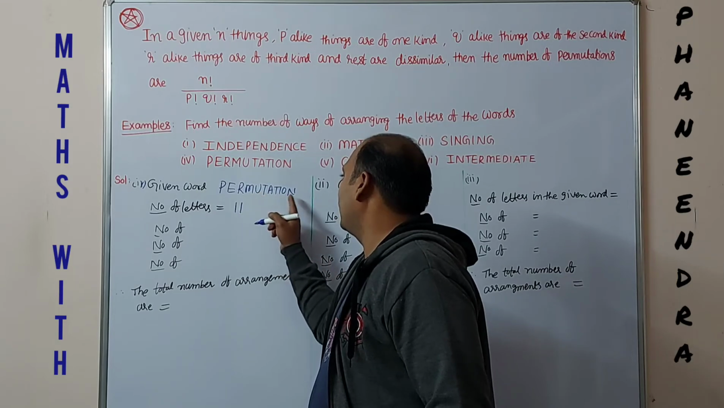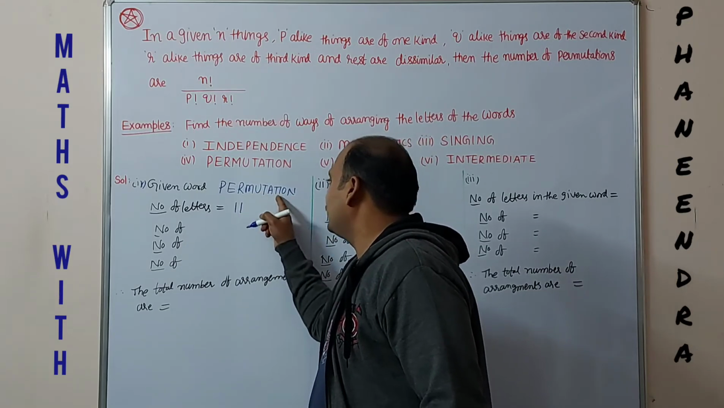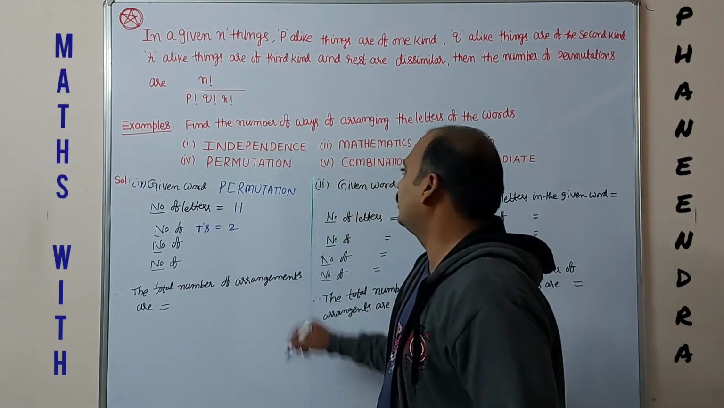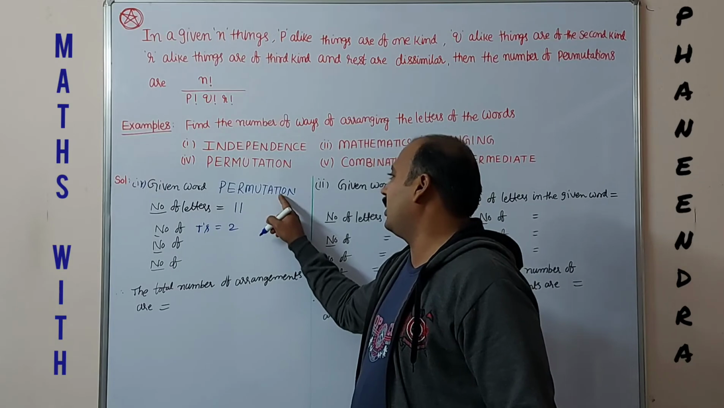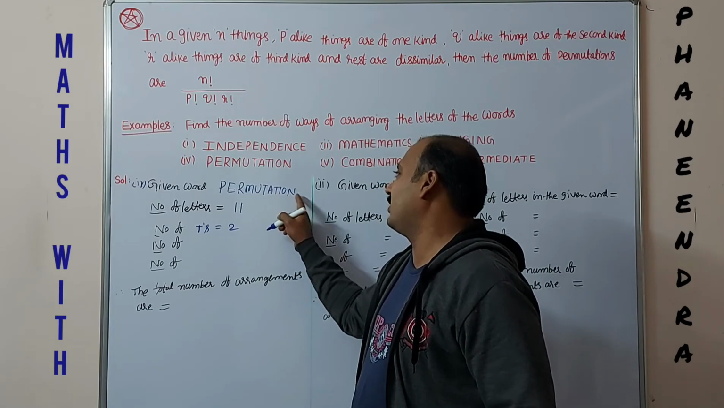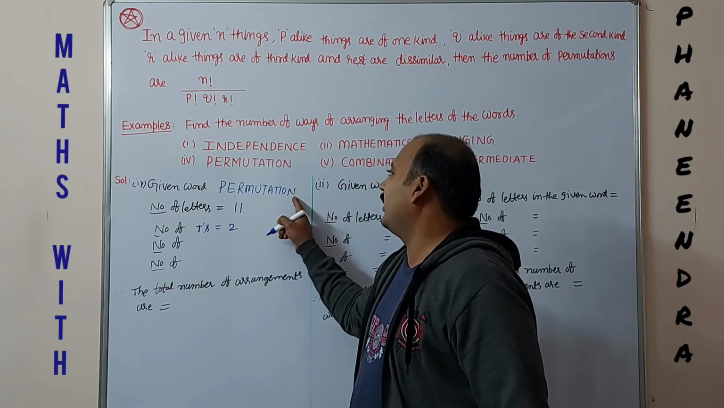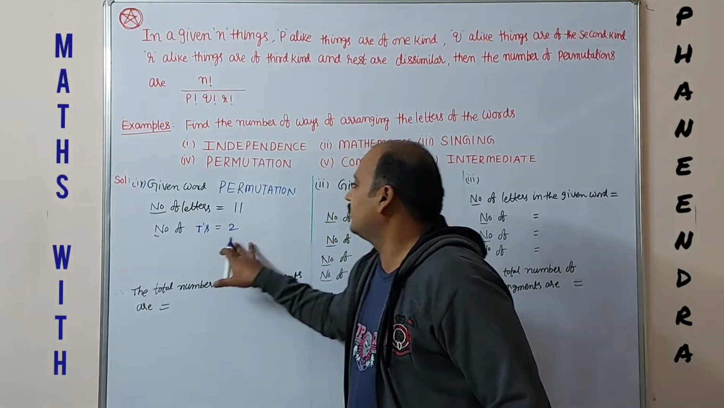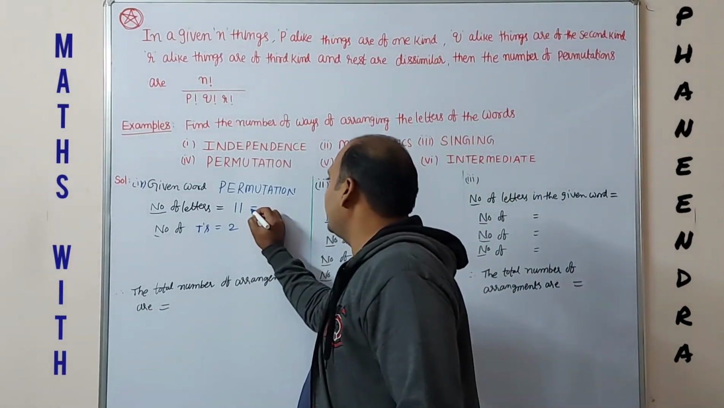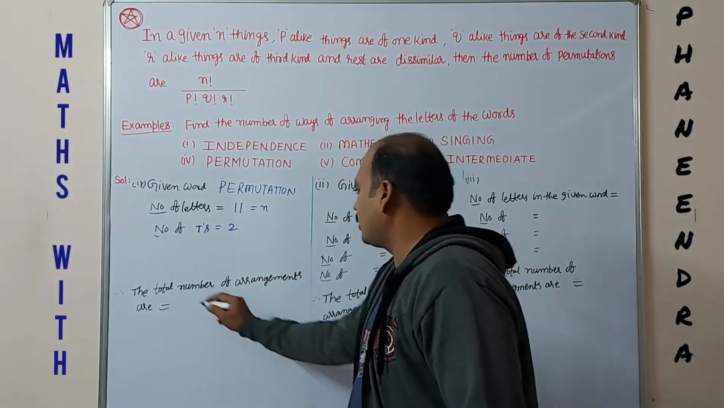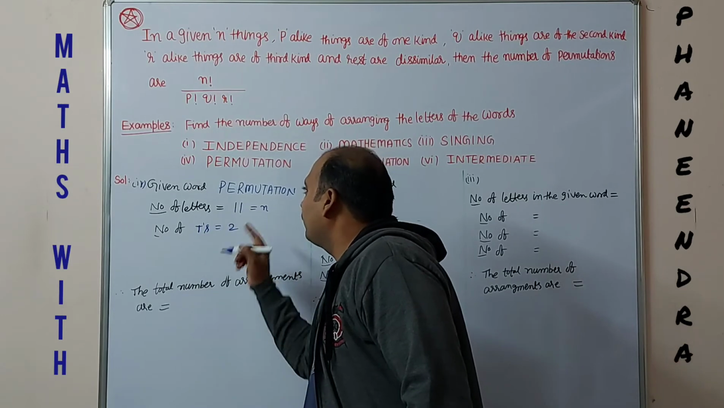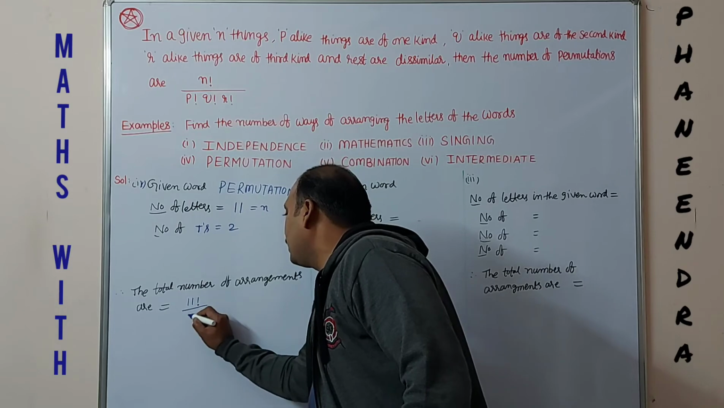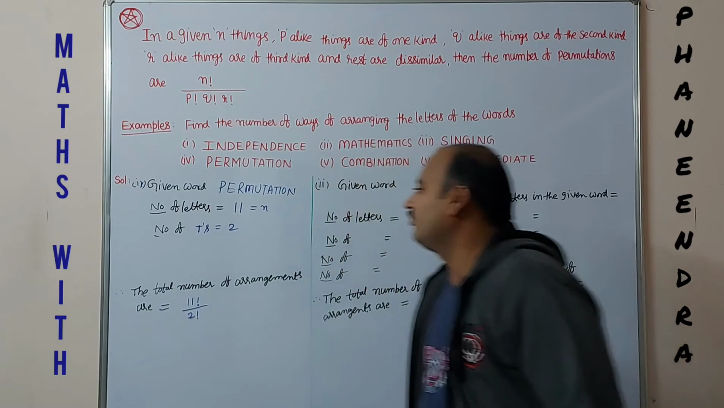U also not there. T is there. Number of T's, 2. A also only one time. I also only one time. O also one time. N also one time. So the number of T's is 2. So total this is equal to n. This is only P. So the total number of arrangements from the given word permutation is 11 factorial by 2 factorial. That is the answer.